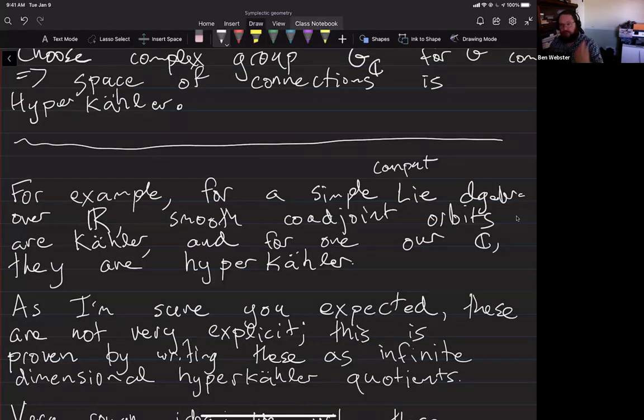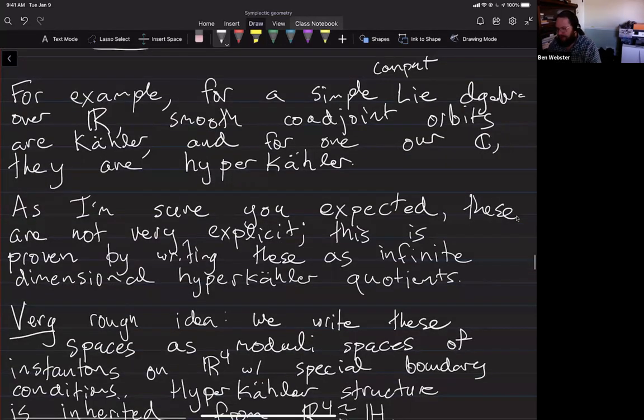then its smooth coadjoint orbits are Kähler. And it turns out they're, you know, copies of flag varieties, partial flag varieties. And if I instead do this over C, they will actually be hyperkähler. And this is a very unexpected structure. It was only noticed in the 90s by Kronheimer. So it's sort of a surprising fact. Now, these are not very explicit as hyperkähler metrics. And in particular, you prove this by writing them as infinite dimensional hyperkähler quotients.